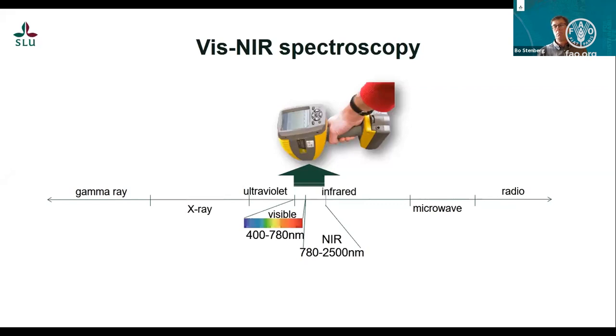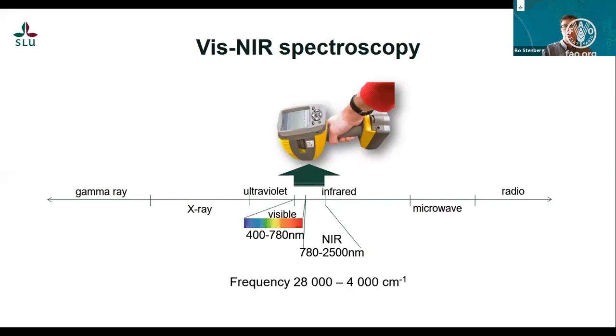So in visible and near infrared, we usually talk about wavelengths in nanometers. When you come up into the mid infrared, for some reason, everyone talks about wave numbers and frequencies, which are directed in the other direction. So the higher the wavelength, the lower the frequency. The frequency decreases towards the right and the wavelength increases.